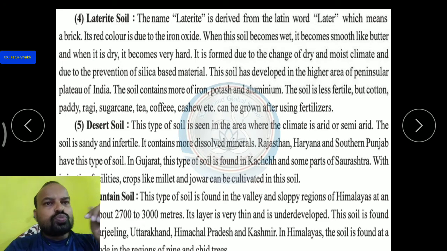Very smooth. But when it is dried, it becomes very hard. So can you think what could be made from this type of soil?